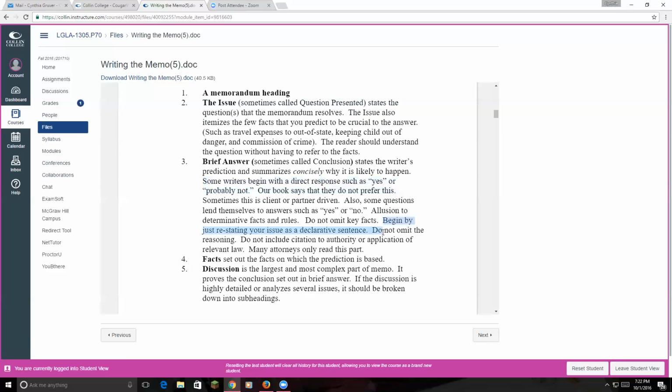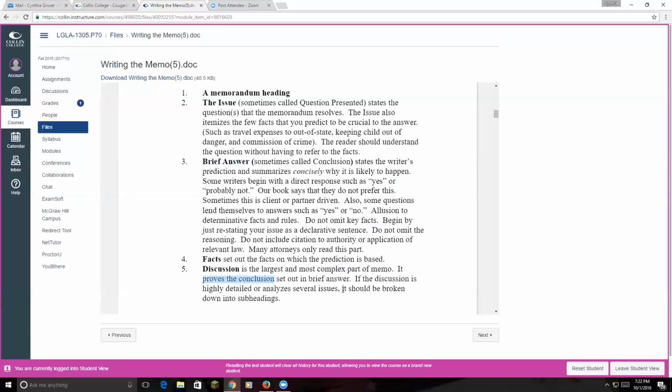Begin by restating your issue as a declarative sentence. So the issue starts as a question up here, but in your brief answer, you're going to restate it with the answer in that section. You'll want to include, again, very briefly, the reasoning, the answer, the why. Facts. And again, we're going to put the facts up here, but you're going to say all the facts that are important, that affect the analysis. And again, the discussion is the largest and most complex part. It proves the conclusion. It proves what your brief answer is. It proves that brief answer.